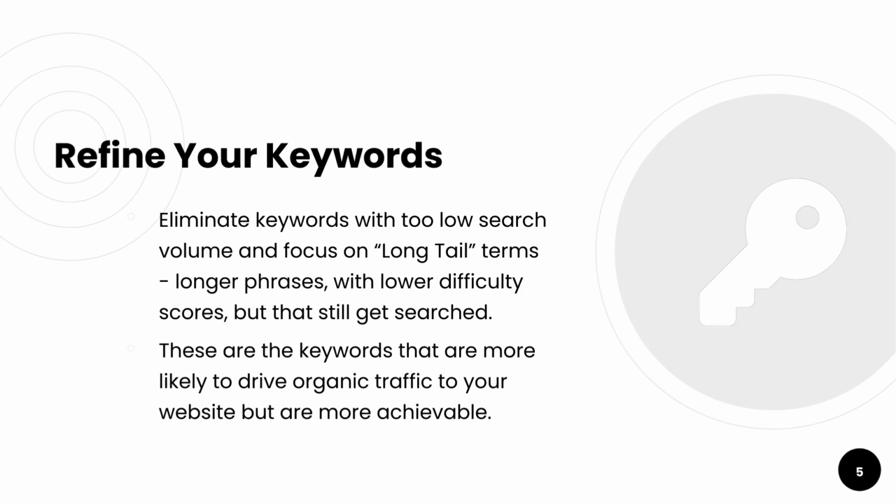But then we need to refine these keywords. We need to eliminate any keywords that are not worth going after. But also we need to eliminate any keywords that right now we have no chance of ranking for. So we need to look at the difficulty of the search volume. Ideally, we'll start off with what we call long tail terms. These are the keywords that are more likely to drive organic traffic, but also achievable to rank for.